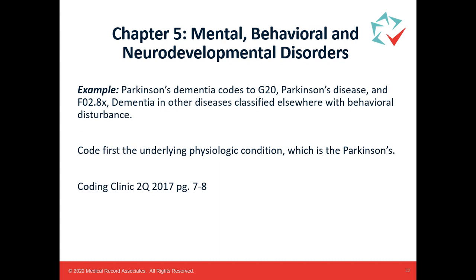And we also have an older Coding Clinic, which is also a good example of coding the underlying physiologic condition. This is for Parkinson's dementia. The Coding Clinic states Parkinson's dementia codes to G20, Parkinson's disease, and F02.8X, dementia and other diseases classified elsewhere with behavioral disturbance. So again, this is a code first the underlying physiologic condition, which is the Parkinson's, and that will be your primary diagnosis.